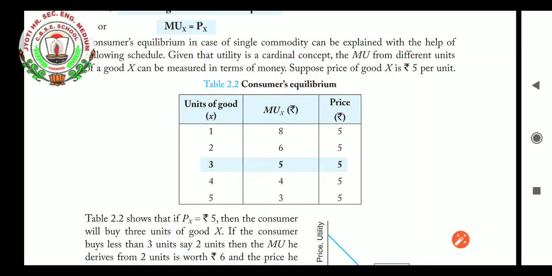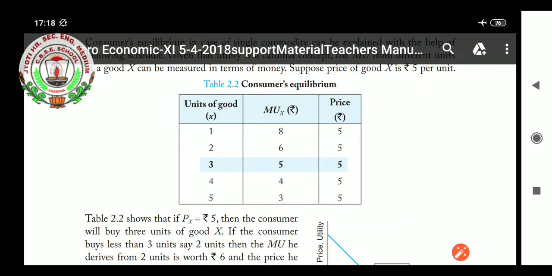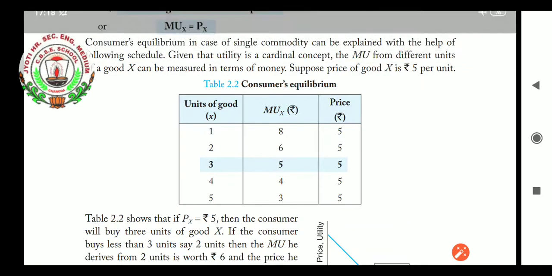How the marginal utility will increase or decrease we will see. Units of goods X is 1 unit. Price 5 rupees. How much is the consumer consuming? 8 units. The marginal utility derived by the consumer is 8. When the units of goods increase by 1 more unit, that is 2, price is the same, that is 5. But here the MUX is declining, it came from 8 to 6.